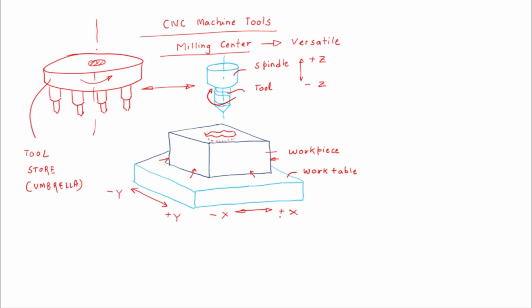So translatory motions of the table, rotary motion of the spindle, translatory motion of the spindle, tool change operation which involves again rotary motion in incremental way that we call indexing, translatory motion of the tool from the umbrella to the spindle location and vice versa. So many relative motions are required, many mechanisms are required. So let us list them down.